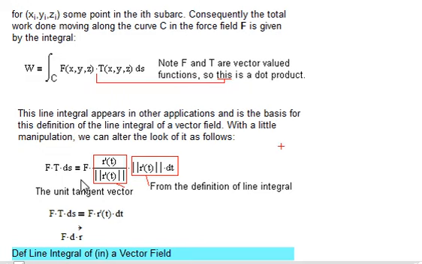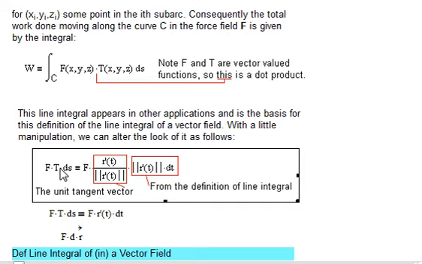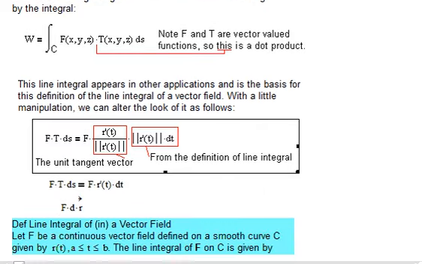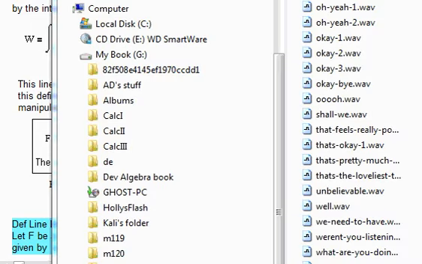So we can make it look a little different if we mess with it. We can say it's force field dot unit vector times ds, so force field dot unit vector in the direction of motion times ds, which, recall, was the length of r prime of t dt. So that's from the definition of line integral. This is a unit tangent vector in the direction where we're looking. And all this goes to show we could write this as F dot dr. Yes, indeed.